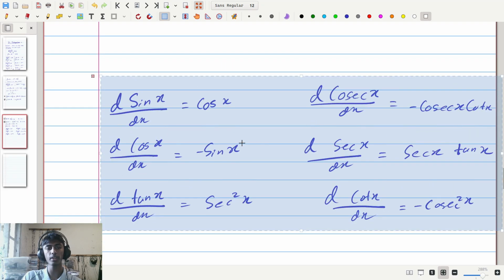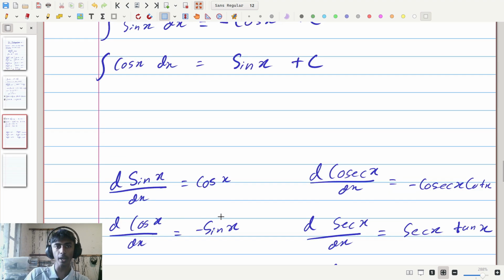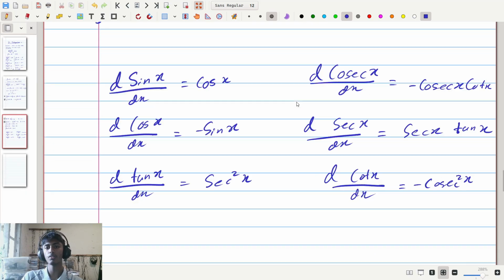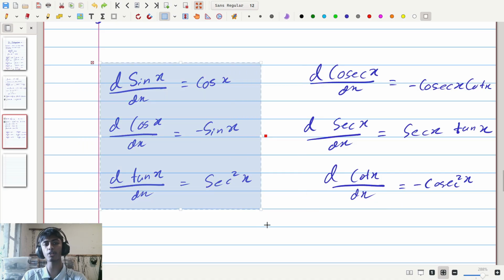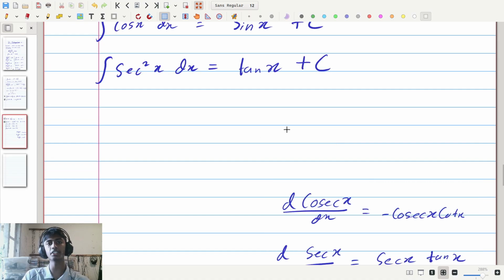For this one, we have that the derivative of tan of x dx is going to be secant squared of x. Therefore, I can easily write that the integral of secant squared of x with respect to x is going to be the tangent of x, and again, since we have the constant of integration, we need to add the plus c. Similarly, for these three as well, we can write similar equations. I'm going to cut the first three because we're done with them.